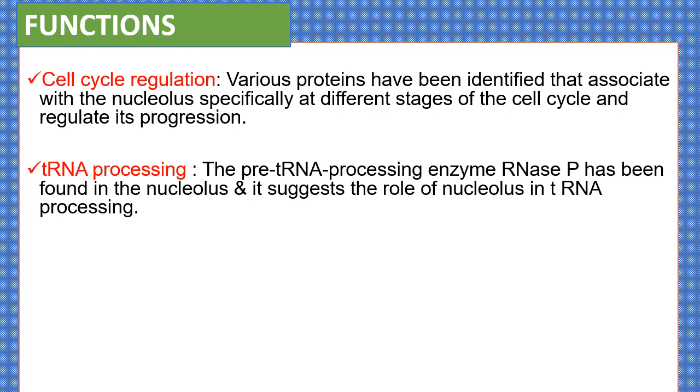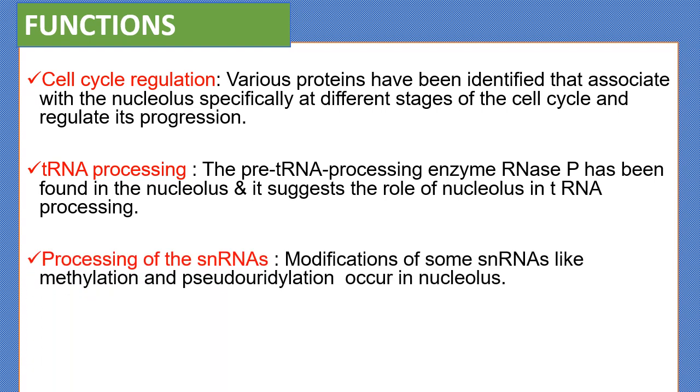Similarly, the nucleolus also helps in the processing of transfer RNAs. It can be said that the nucleolus is involved in certain stages of the life cycle of some transfer RNAs. The precursors for certain transfer RNAs, and the enzyme RNase P that removes the 5' leader sequence from the transfer RNAs, are localized primarily in the nucleolus. Thus, it suggests that certain stages of the processing of at least some of the tRNAs are carried out in the nucleolus.